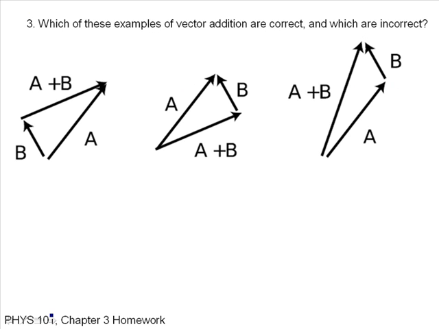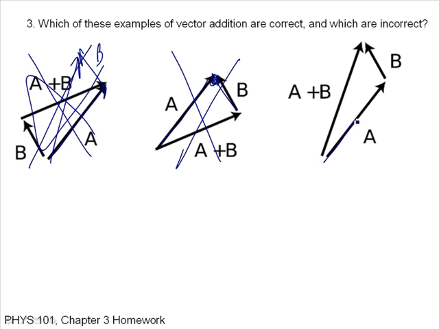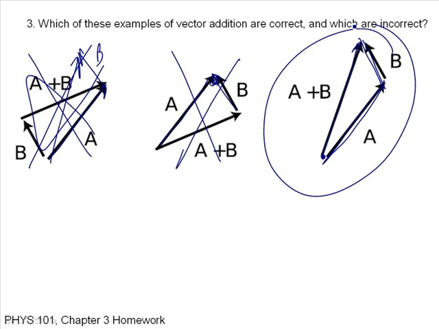Which of these examples of vector addition are correct, and which are incorrect? Okay, well, I want to add up the vectors A plus B. This is not the correct way, because I should have A and then B, and then A plus B is that vector. So that's not right. In a similar way, here A and B are meeting at this point. That's not right. This is the correct way to add vectors. A to B, and then we draw from the tail to the tip, the tail to tip method. Alright, the third one is the only correct one, the other 2 are incorrect.